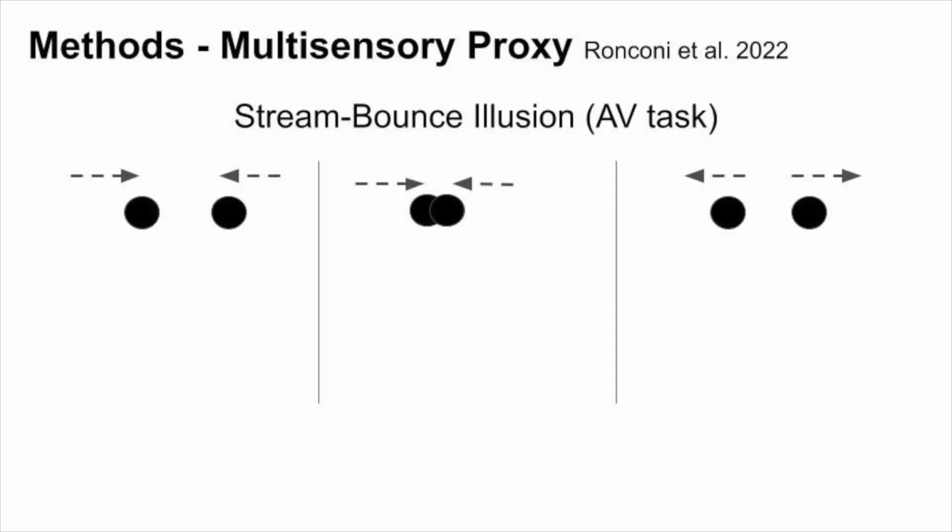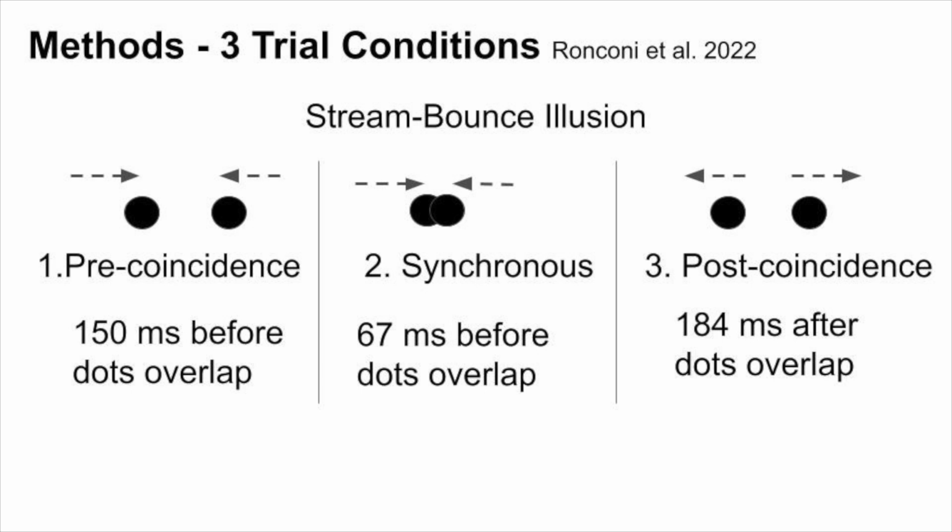A proxy for multisensory processing was an audiovisual task, namely the stream-bounce illusion. There were 3 trial conditions. In the pre-coincidence condition, the sound stimulus was given before the 2 dots overlapped. In the synchronous condition, the sound was around the time of the 2 dots overlapping. In the post-coincidence condition, the sound was after the 2 dots had overlapped.